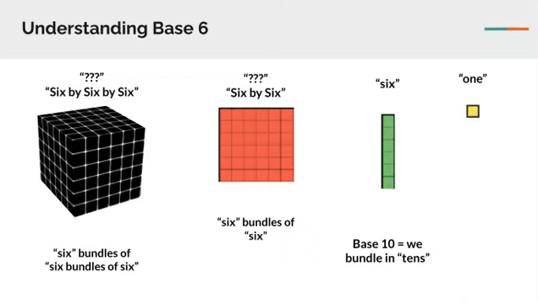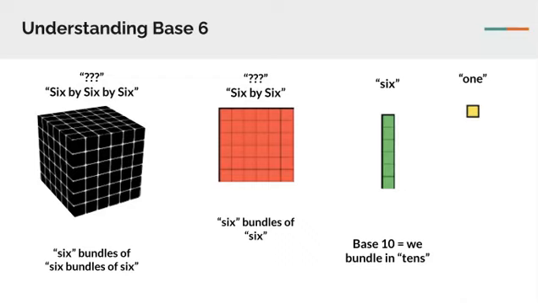For example, in base 6, we only have 6 digits to work with, 0, 1, 2, 3, 4, and 5. Once we reach 6, it's our first bundle into the sixes place. Then we start bundling sixes until we have 6 bundles of 6. Now, we don't have a new name for this grouping like we do in base 10. In base 10, 10 bundles of 10 we call 100.